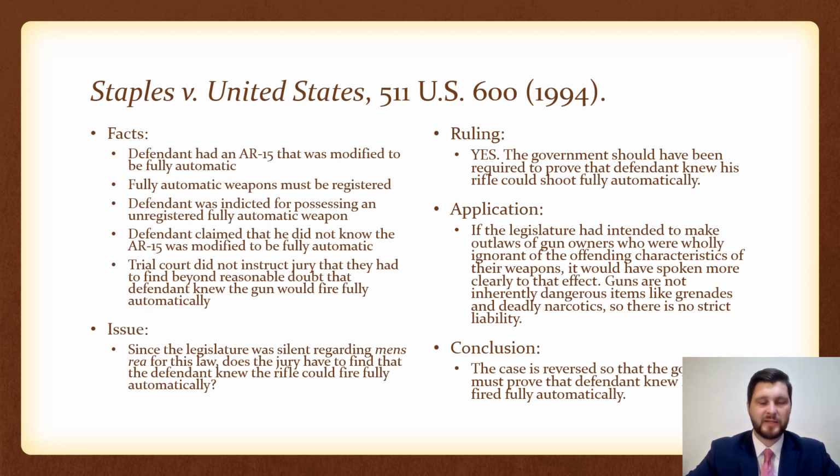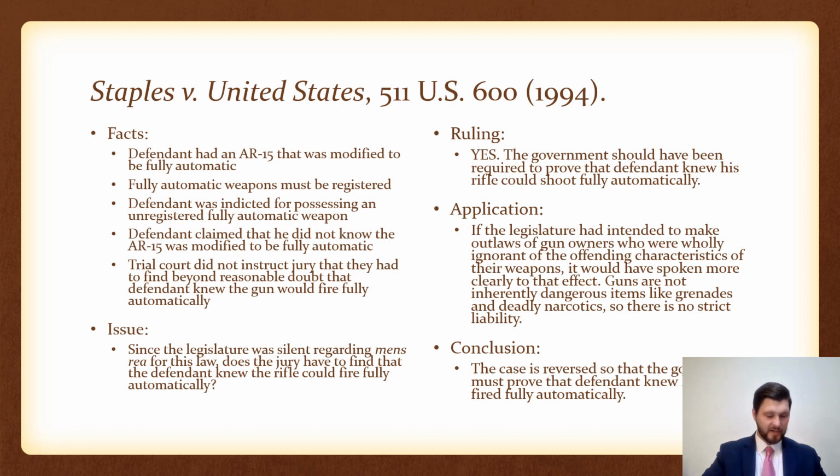So how did they apply this? They came to this ruling. How did they apply that to the facts? They said if the legislature had intended to make outlaws of gun owners who were wholly ignorant of the offending characteristics of their weapons, the legislature would have spoken more clearly to that effect.